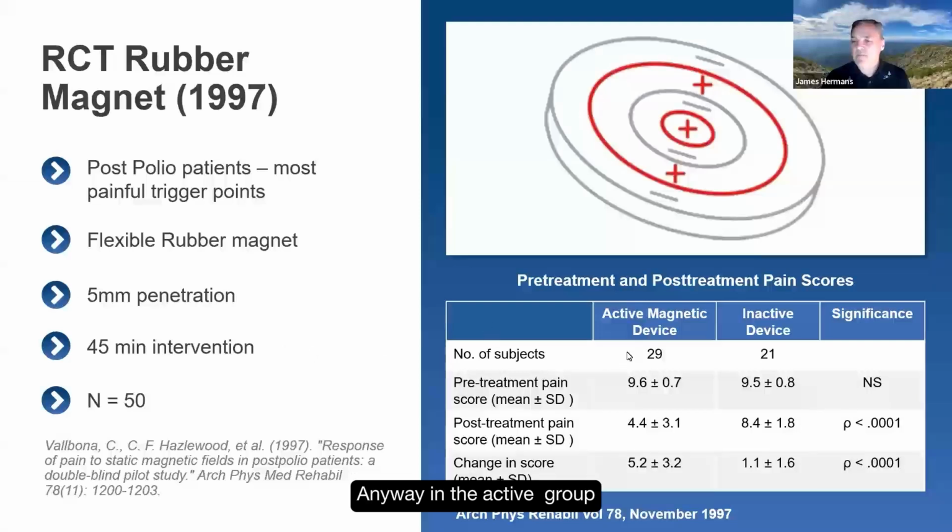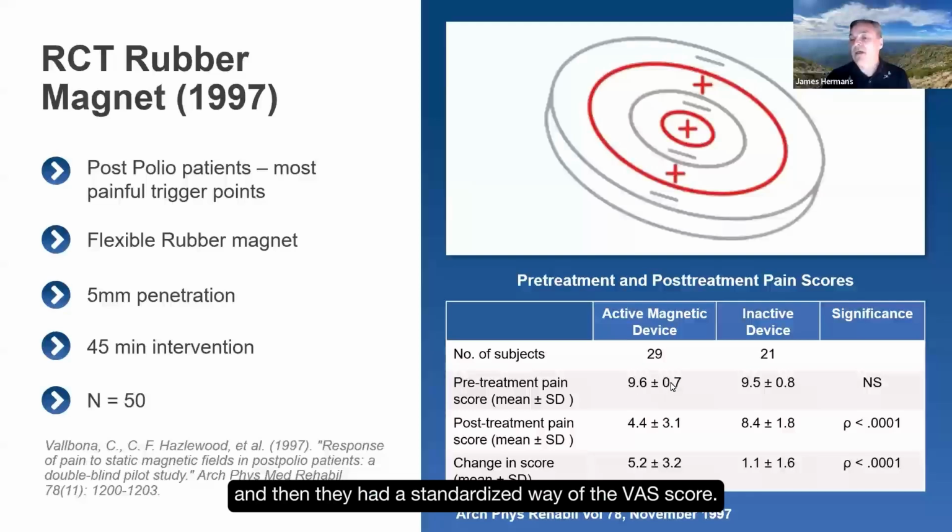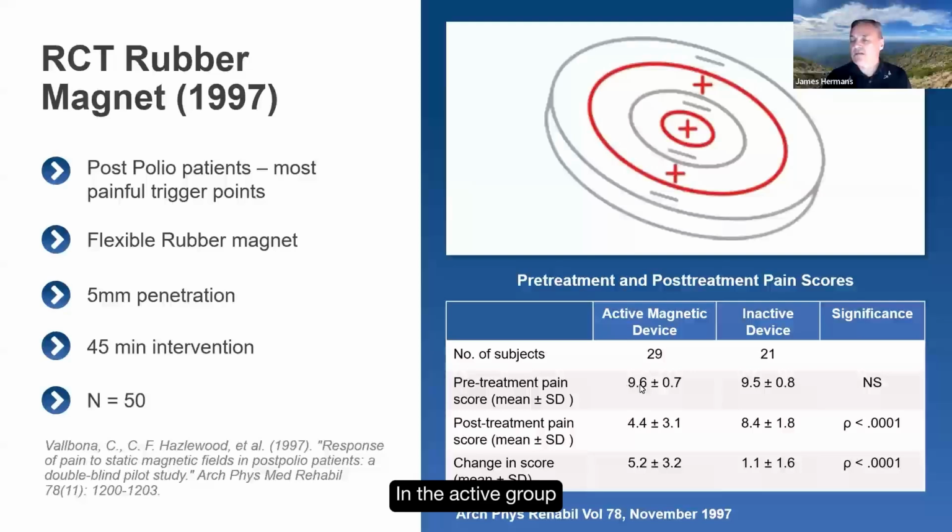So anyway, in the active group there were 29 subjects and 21 subjects in the inactive group. The most painful trigger point was sought on the body, and then they had a standardized way of measuring the VAS score. In the active group, the VAS pain score was 9.6, 9.5, and in the inactive group, very similar.